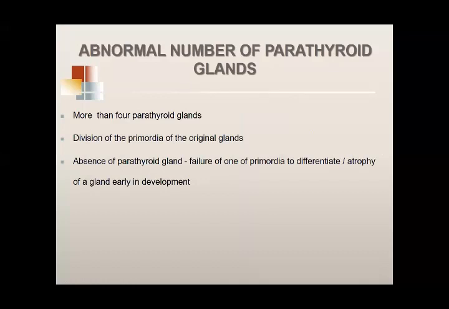Normally 4 parathyroids होते हैं, 2 superior, 2 inferior. There may be more than 4. ठीक है, अब उसकी वजह क्या है कि वो जो original parathyroid था उसकी division हो गई. So division of the primordia of the original developing parathyroid, या फिर ये है कि one of the parathyroid simply may fail to develop. उसका primordium develop ही नहीं हुआ, या develop हुआ तो degenerate कर गया. या फिर ये भी हो सकता है कि the primordium may atrophy during the process of development.